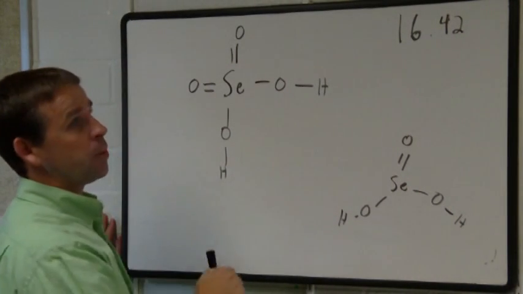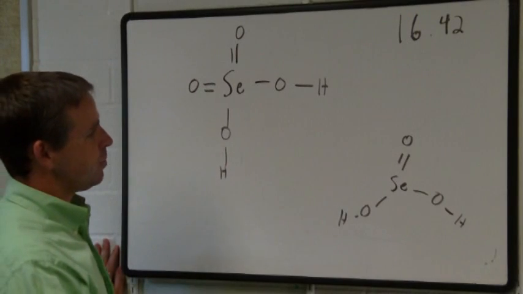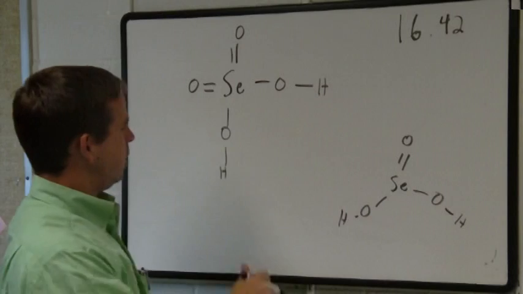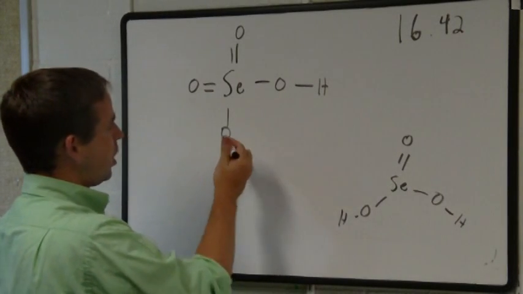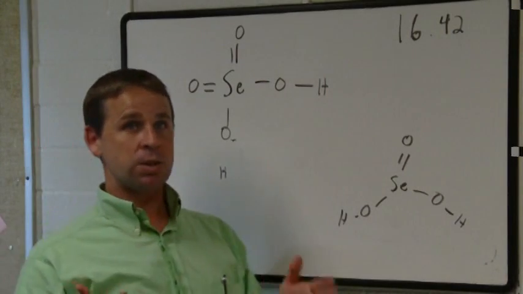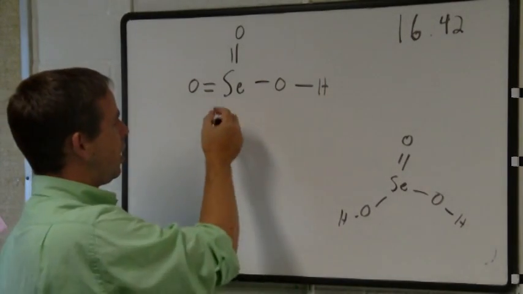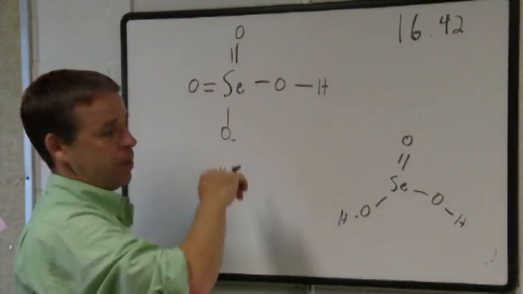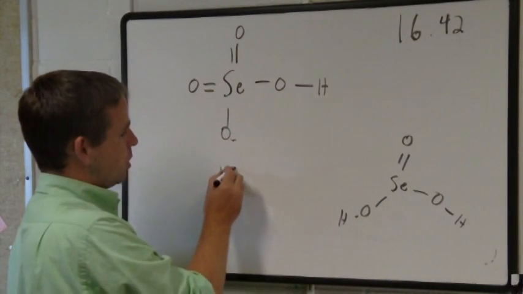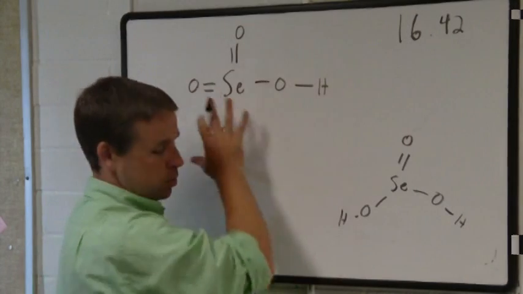Which one is going to be able to release a proton easier? Once this one releases this proton, then that negative charge can be stabilized in different spots. We have other resonance structures which we can draw, where we can have the negative charge come over here or over here. So this one is going to be the stronger acid. It's going to release that proton easier than this one.